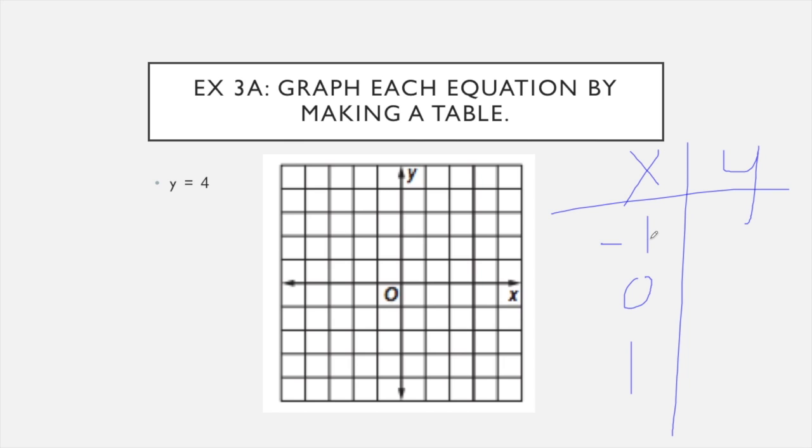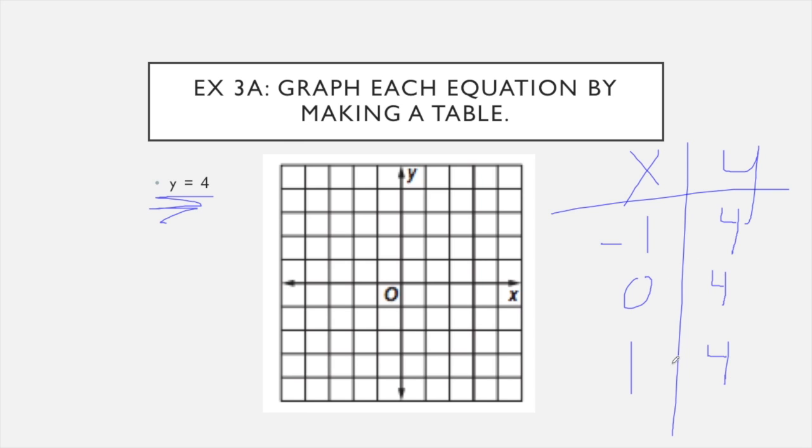So when x is -1, what is y? Well, if I look at my graph, y equals 4. What does this whole statement mean? Well, there's no x, so this means y is always 4. Y is 4 every time, no matter what x we put in. So when x is -1, y is 4. When x is 0, y is 4. And when x is 1, y is 4 again.